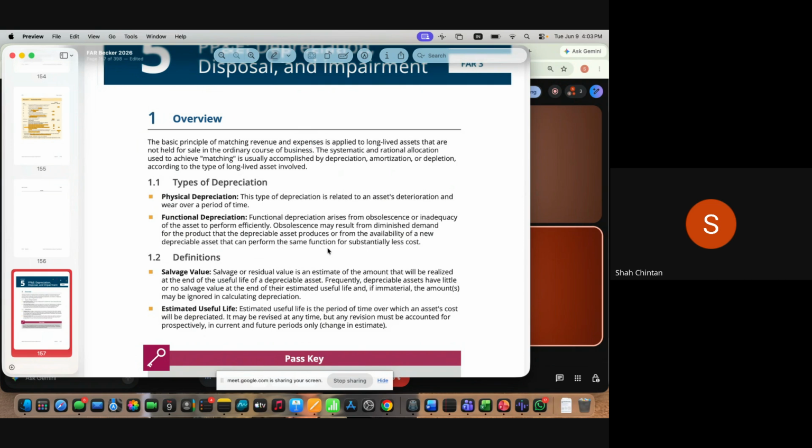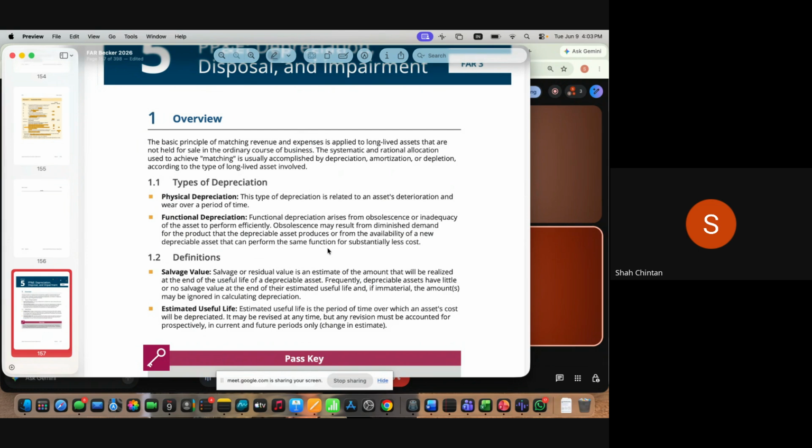Salvage value. Salvage value means a scrap value which you are expected to receive if the asset is sold off in the future. So suppose you have purchased a car, let's say for $50,000, and you expect a resale value of the car of $5,000 at the end of the 5 years of useful life. So the salvage value becomes the $5,000.